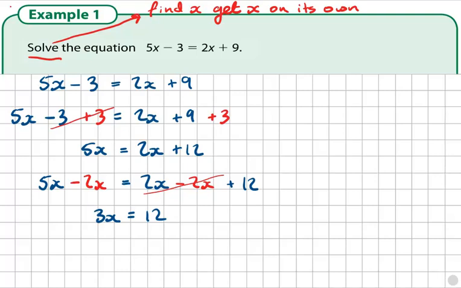So the rest is the same as the previous example. So we divide both sides by 3. We get 1x is equal to 4. So x is equal to 4. So again, our solution is 4.